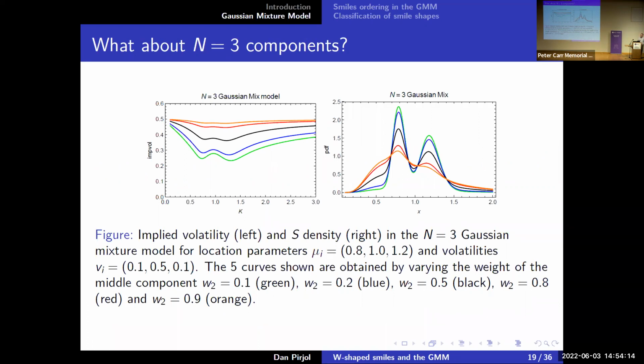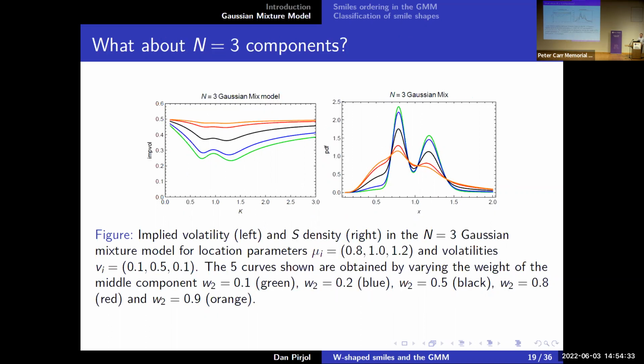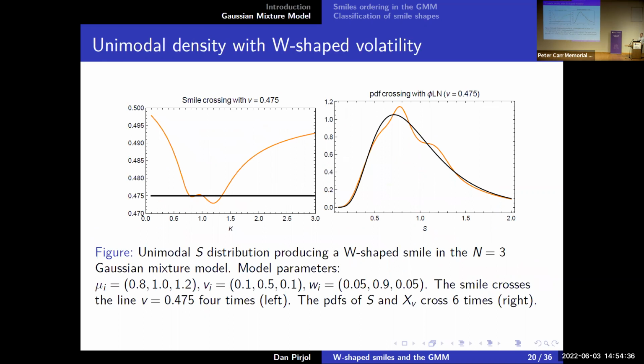Then the smile moves up and down. The distribution is either bimodal or unimodal. So there is no one-to-one correspondence between the modality and the shape of the smile. So this is a W-shaped smile. It's one of the curves on the previous plot. And we see the crossings of the densities. They cross exactly 6 times as required. So it is kind of a natural smile to have because the density has to have a very specific number of crossings, I mean, a minimum number of crossings.